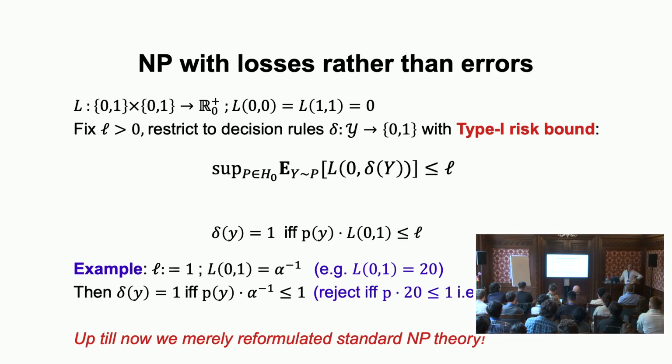You look at the p-value. If the p-value times the loss is smaller than 1, so that's the p-value smaller than 1 over the loss, smaller than alpha, you reject. You think of 1 over alpha as the loss you make if you make a wrong decision.